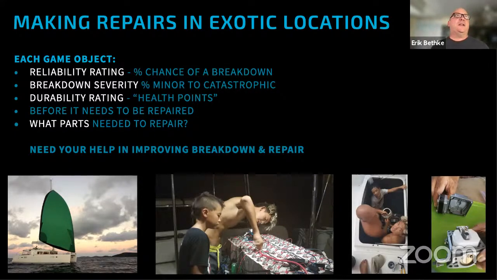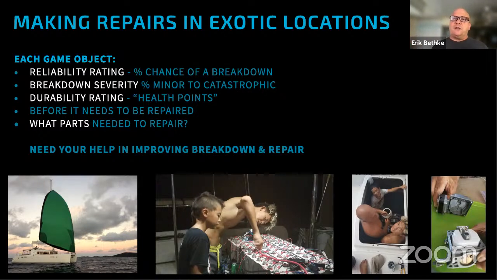But how we're modeling that in the game is that each object has a reliability rating and then a durability rating. The reliability is how many cycles it can have before it even has a chance to have a breakdown. And durability keeps track of its health points for that object. If it gets down to zero, it's completely broken and needs to be repaired.